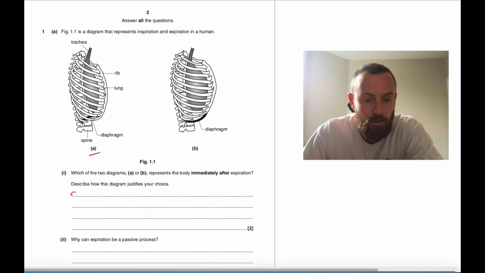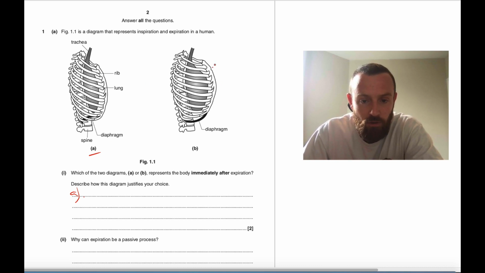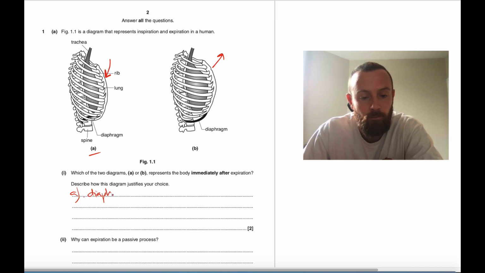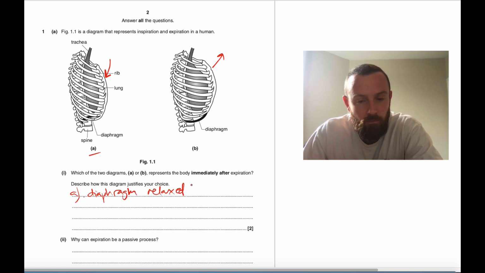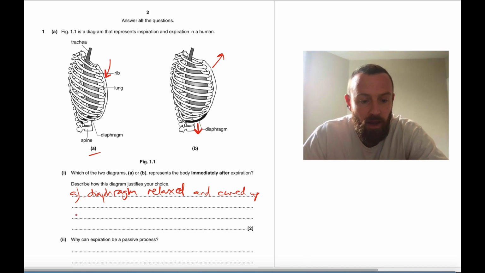How do I get to that? Okay, so A, the reason is, if we look here, the diaphragm is relaxed and flattened. And second of all, we can see that here the rib cage is up and out, whereas here the rib cage has come down. So we need to talk about the diaphragm, relaxed. Oh no, sorry, I made a mistake there. So the diaphragm is relaxed and curved up. Actually, this is contracted. When it contracts, it pulls down. So relaxed and curved up. And the second thing is the rib cage is down.